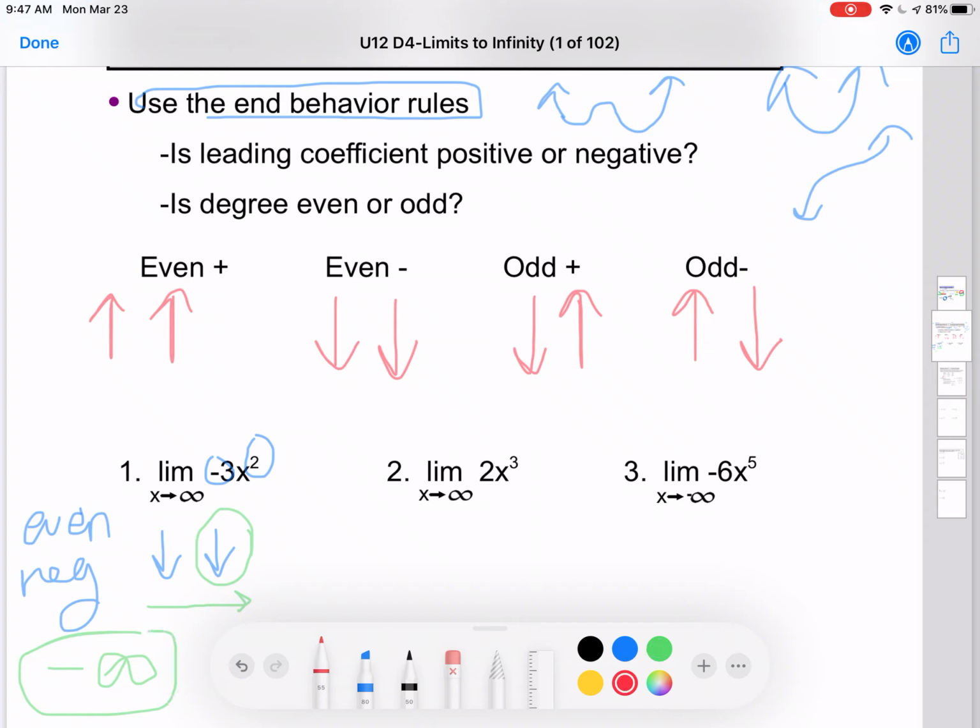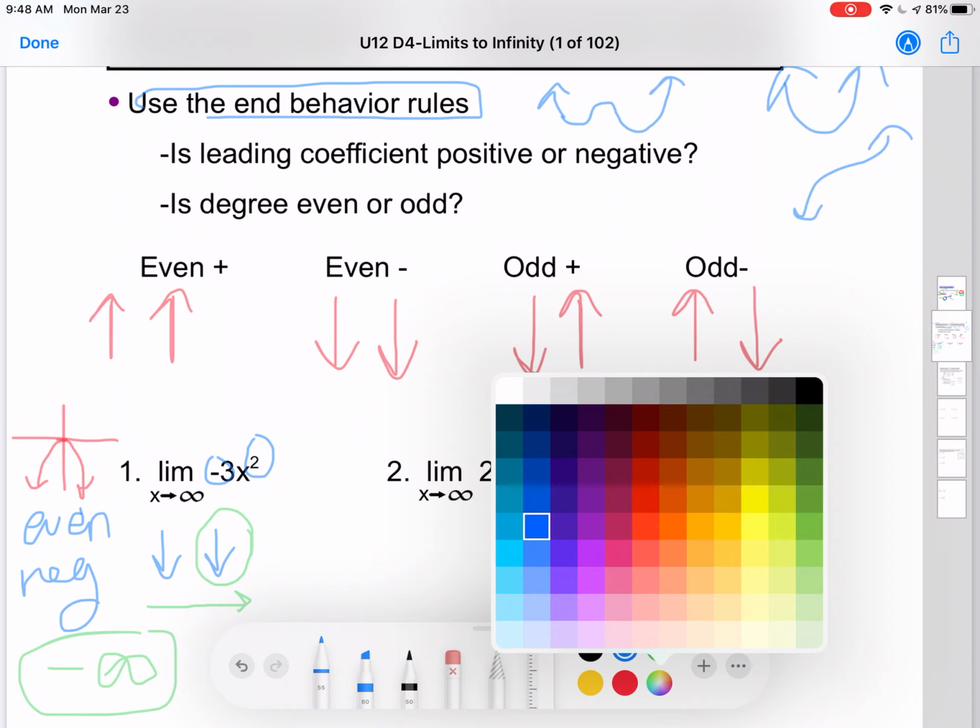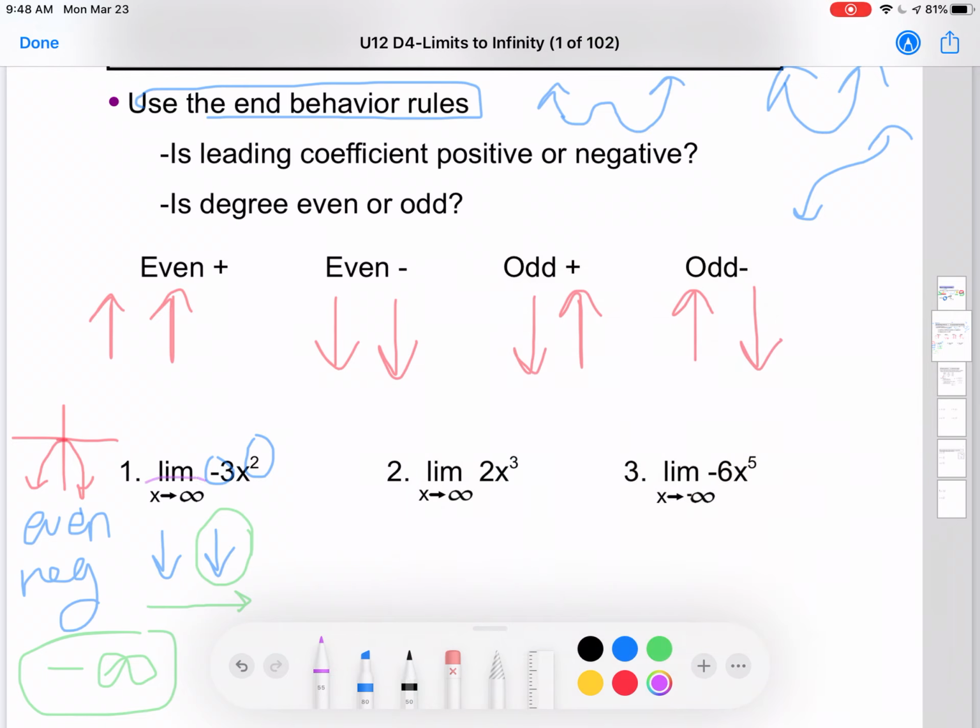Think about it logically as well. If we were to graph this, negative 3x squared, it would look something like this. So if I want to find the limit as x heads towards infinity, that means I'm going this way. So as I go that way, where's the graph going? Where's y headed towards? And y is headed towards negative infinity. Alrighty, so we won't graph it for every single one, but we'll just talk about it.